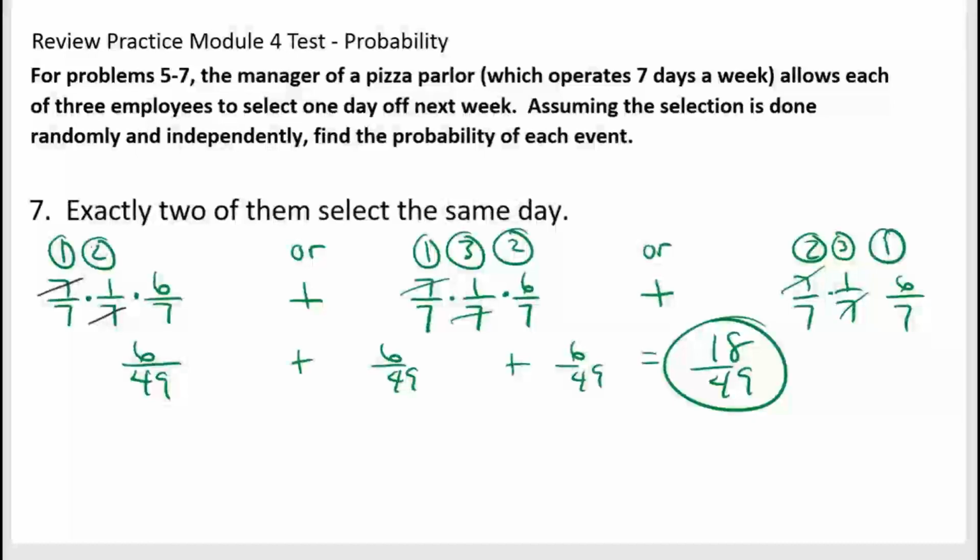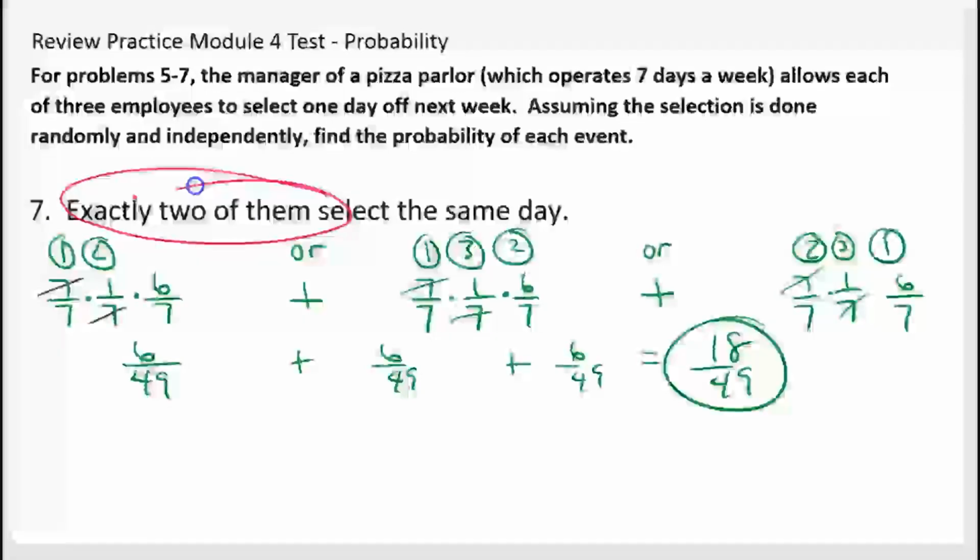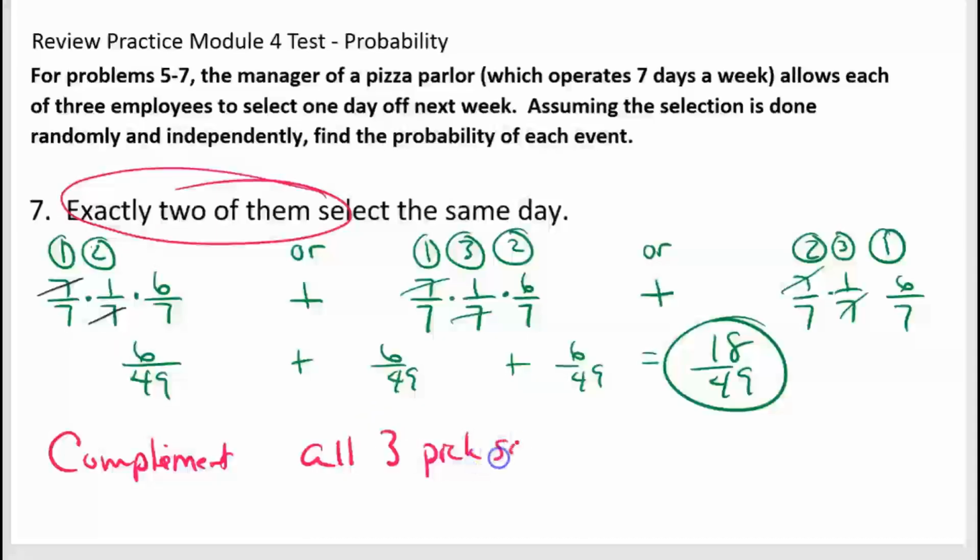And they handled this differently. They stated that exactly 2 is the complement of, what is exactly 2 the complement of? Well, exactly 2 is the complement of all 3 pick the same day, and none pick the same day. So let's calculate those values. So all 3 pick the same day. Let's calculate that.